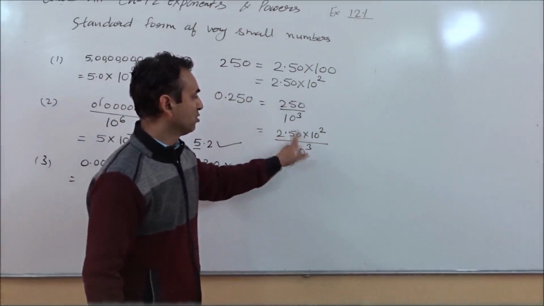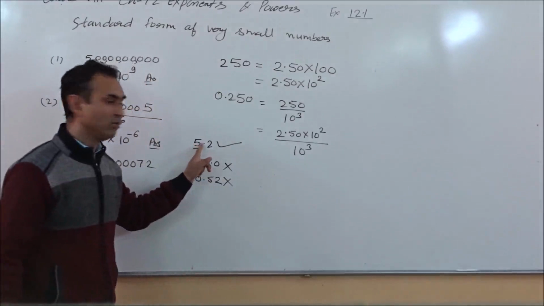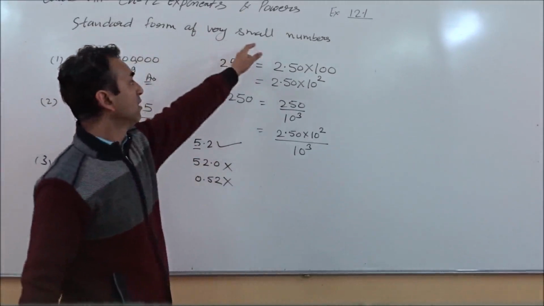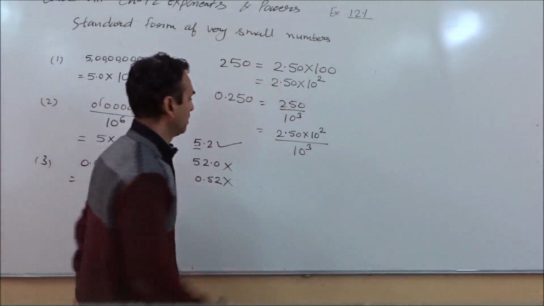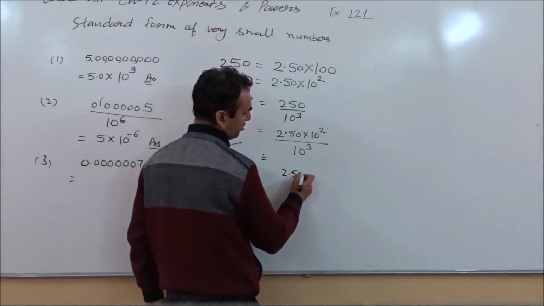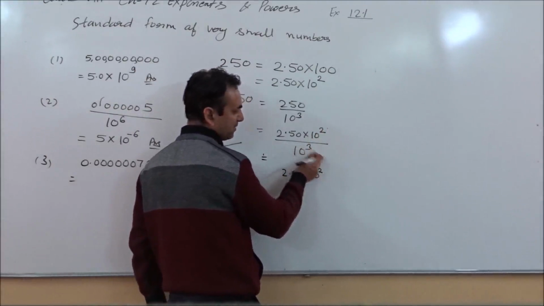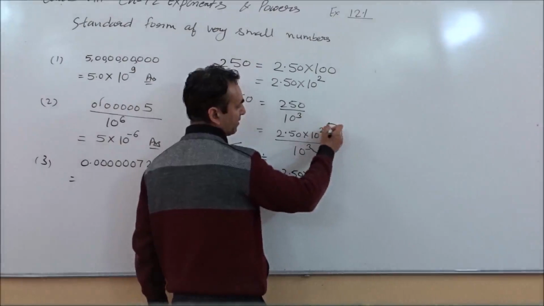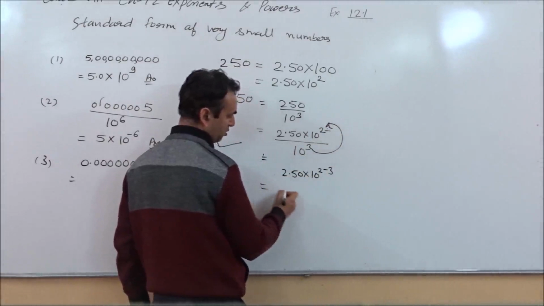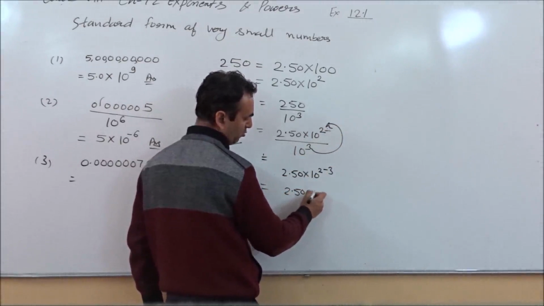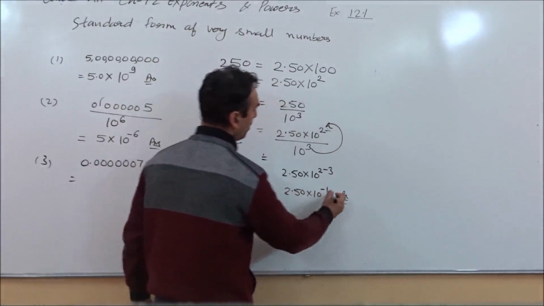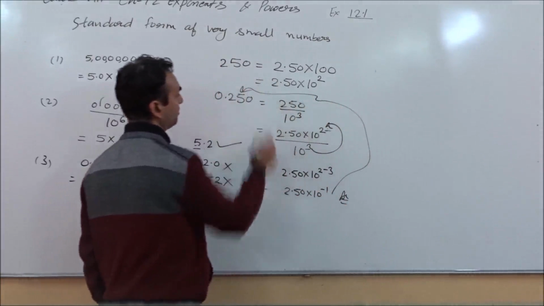So 2.50. It means after one digit you have to write the decimal. Whenever you are changing to standard form, whatever is a very small number or very big number. Now 10 raised to the power, you can see 2.50 into 10 raised to the power 2, and this 3 will go upside here with a negative sign. So 2 minus 3, so 2.50 into 10 raised to the power 2 minus 3, that is minus 1. So this is the standard form of the given decimal number.